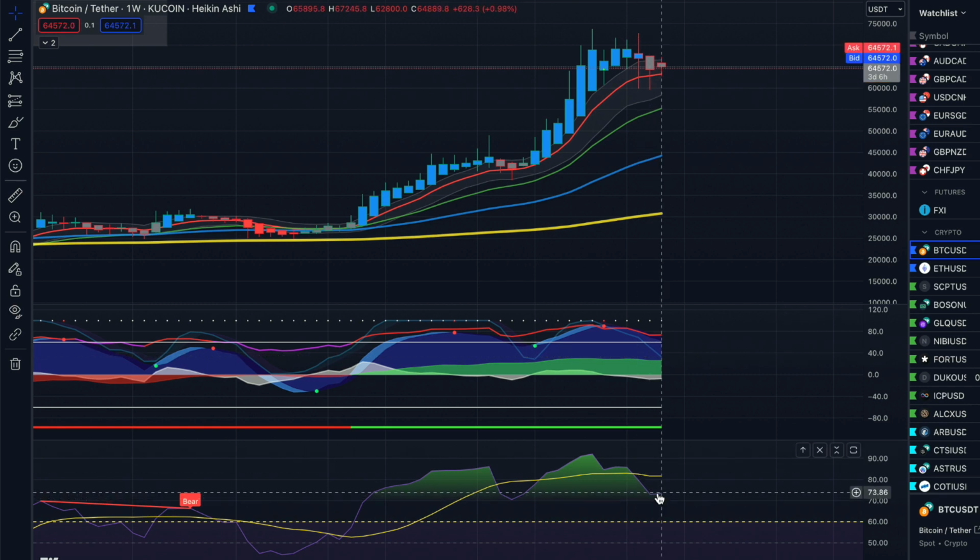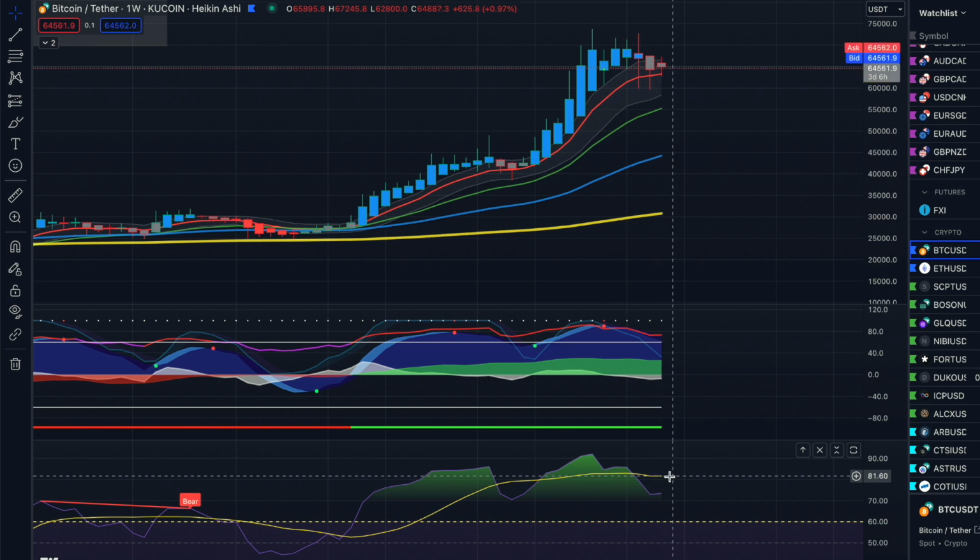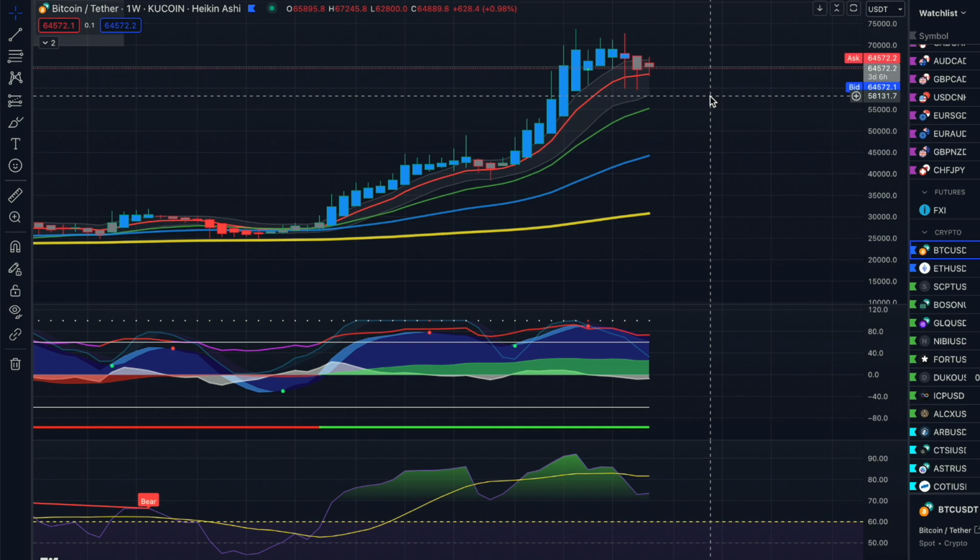And obviously you will look for the RSI to cross over that MA as well to get additional confirmation. But that's it. If anybody's got any questions, let me know, and hopefully you like this video.